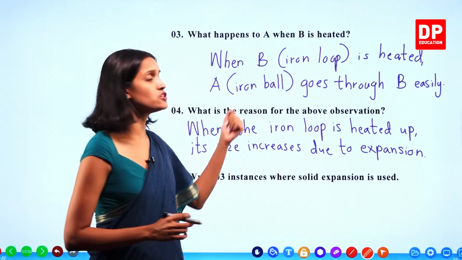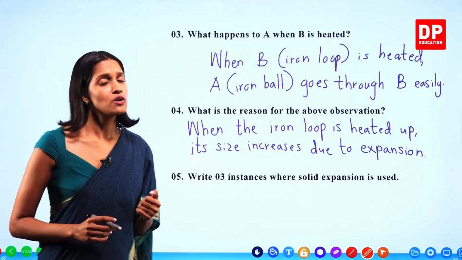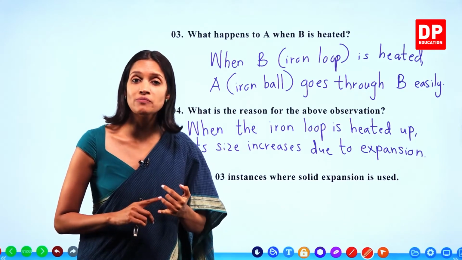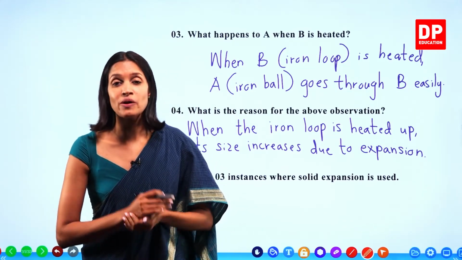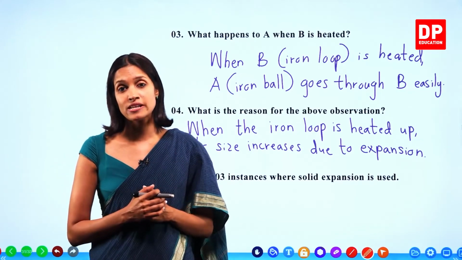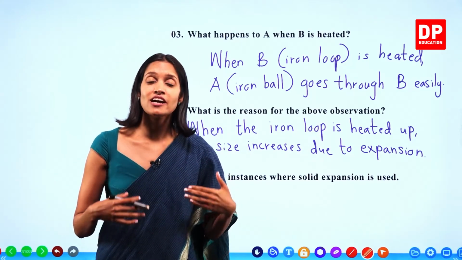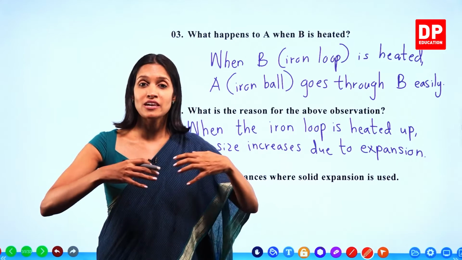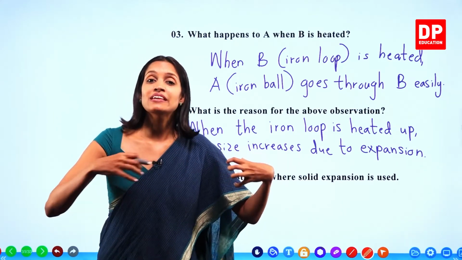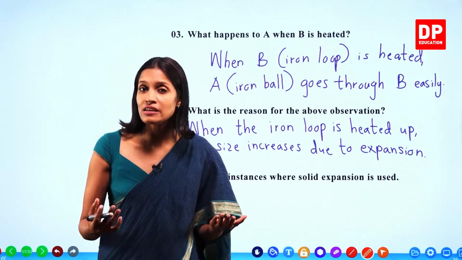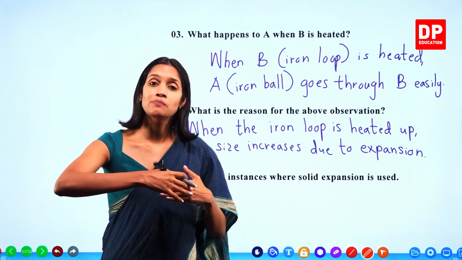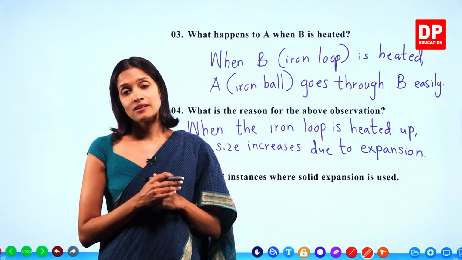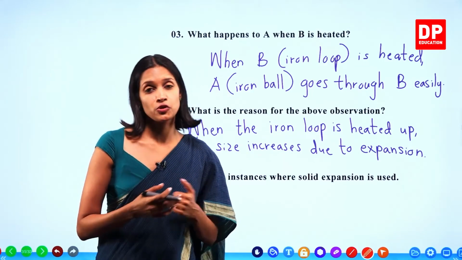Solid expansion is used in day-to-day life. What are the instances, children? Do you remember? We can prevent train accidents by leaving a gap between 2 rails. Because during the daytime, when the rails get heated up, they expand, thereby the length increases. If we did not leave a gap, what will happen, children? They will expand and they will bend sideways. Right? Therefore, accident might occur.